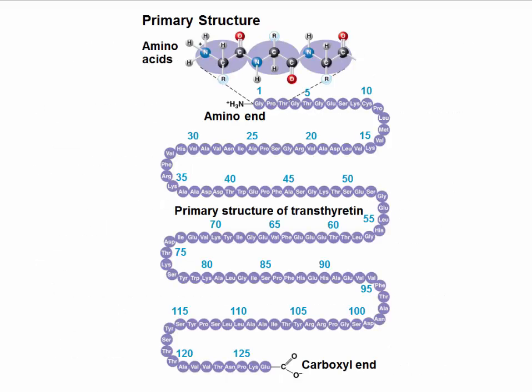And here we see what looks like a row of beads, and that is the primary structure. So you can see there's the amino end and the carboxyl end. And if we read the amino acids from 1 to 5, it's glycine, proline, threonine, glycine, threonine. And it's going to keep on going until it gets to the very end. 125 is proline, then lysine, and glutamine. And this is just one primary structure. That's just a row of amino acids linked together, and they look like pearls on a string.